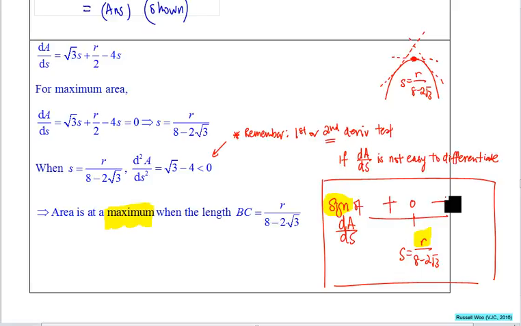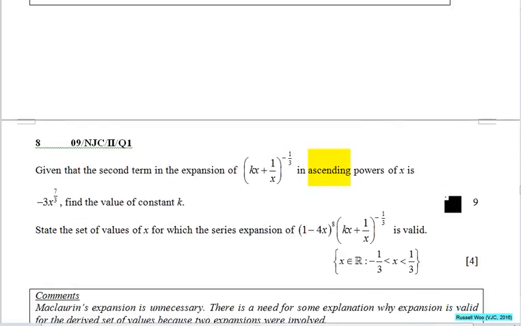Okay, let's proceed with the next question, question 8. Question 8 has to do with binomial expansion. What time does this lesson end? 40, right? Okay, then I don't want to go through question 8, no time already. But I want to do 11.